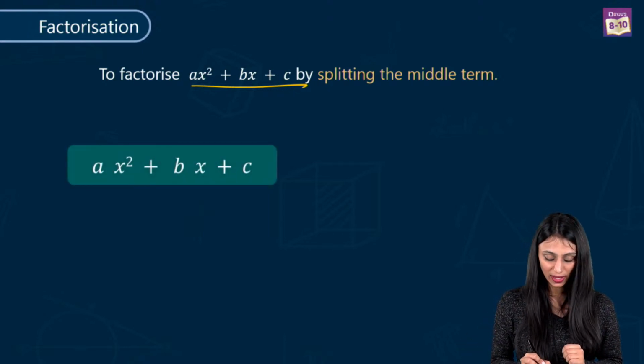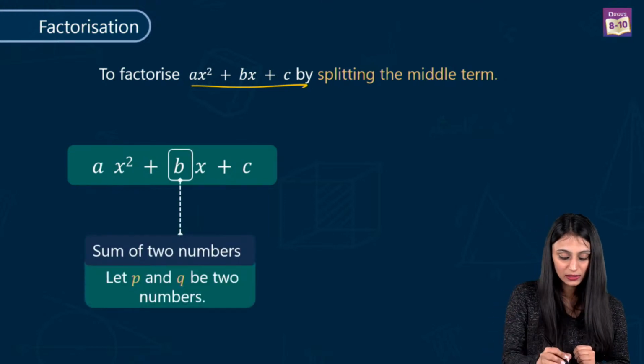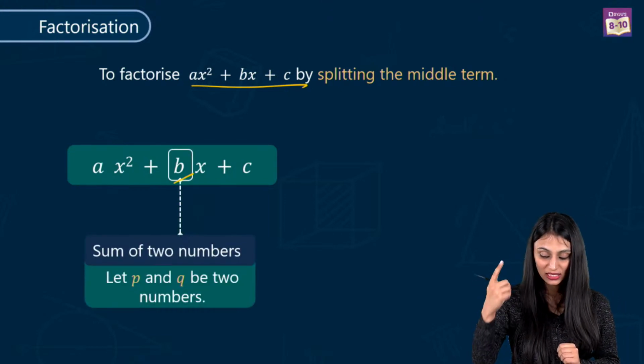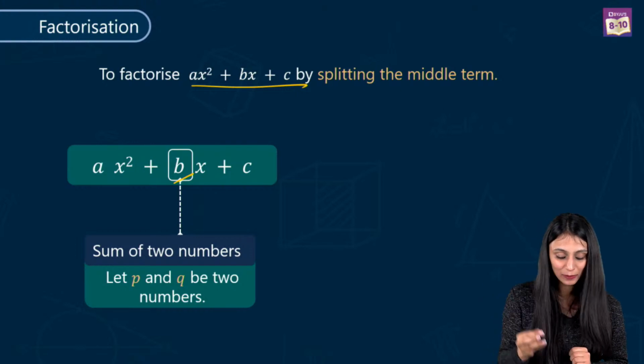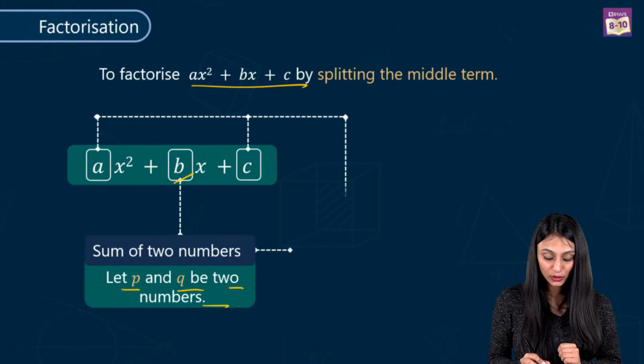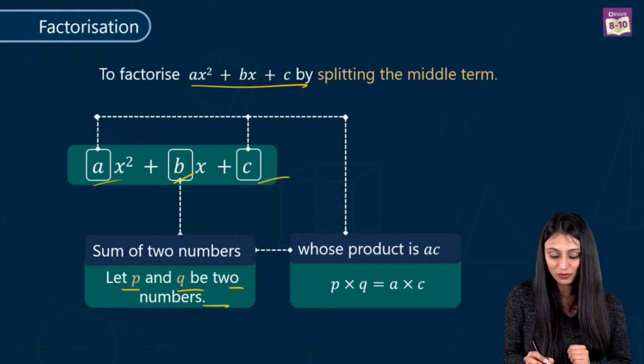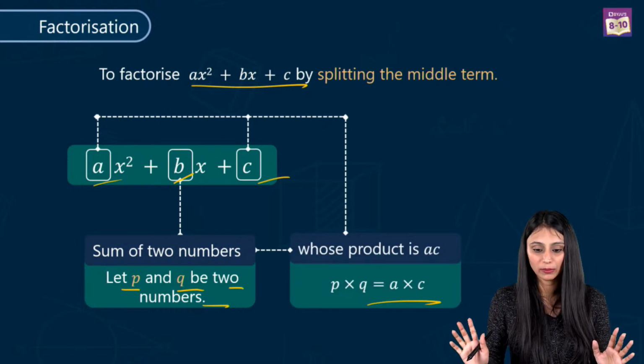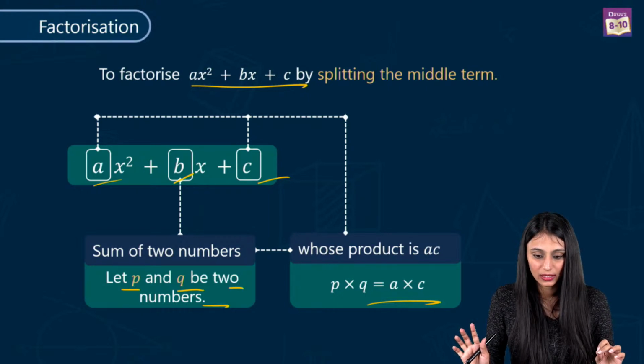This is the expression that you have. Now what we do is, this is the middle term b, right? So basically what we are doing here is we split the middle term as a sum of two numbers, let's say, which are p and q over here, such that their product is equal to a times c. That's what we do in middle term splitting, right?